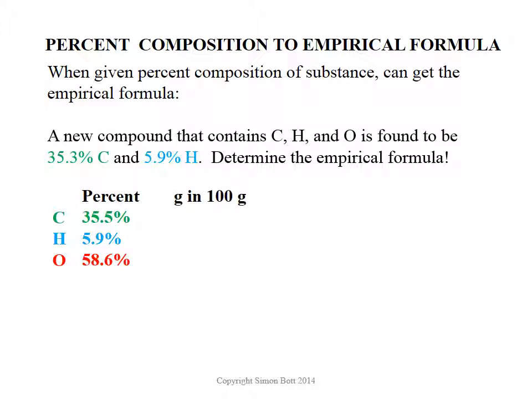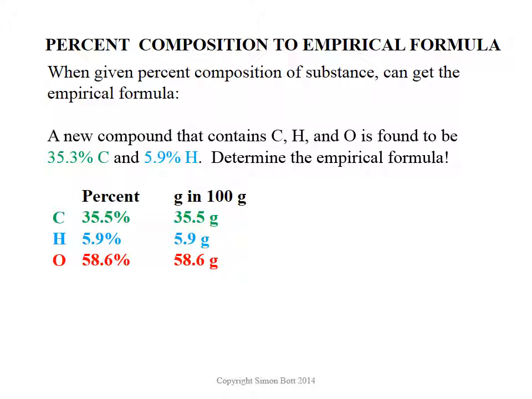Well, if we consider that we got 100 grams. Take 100 grams. Why would we take 100 grams? Because we know a mass percent. Well, if it's 35.5% carbon by mass, that means that in 100 grams there's 35.5 grams of carbon. There's 5.9 grams of hydrogen, and there's 58.6 grams of oxygen.